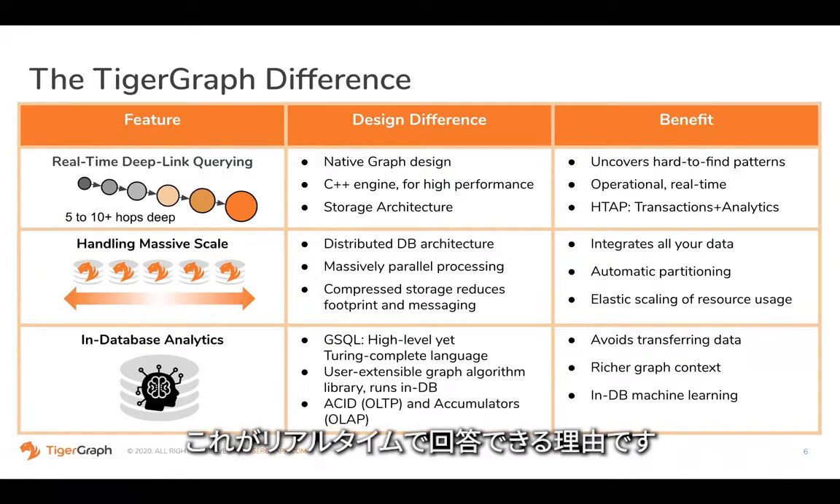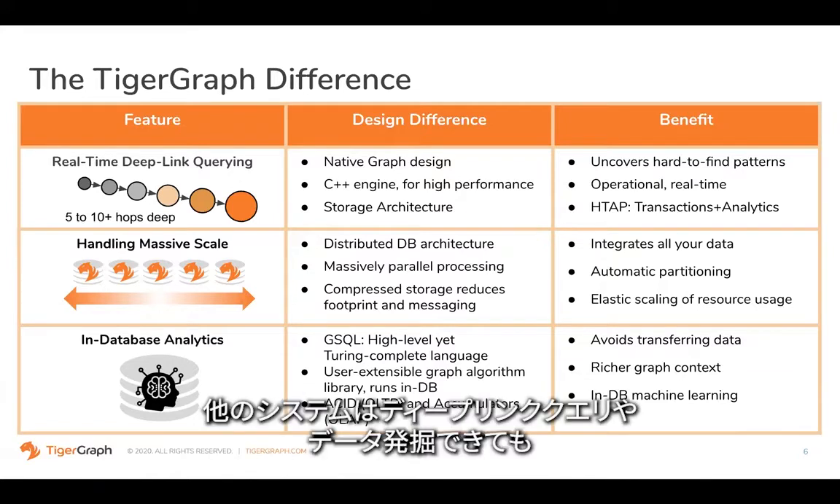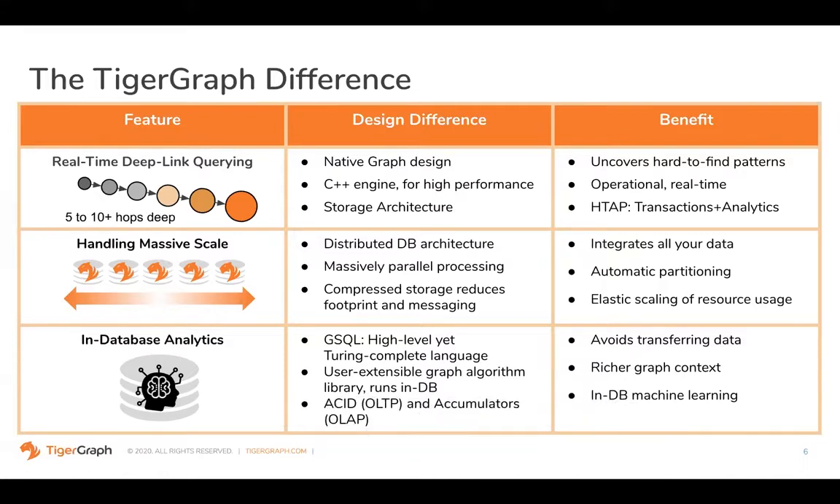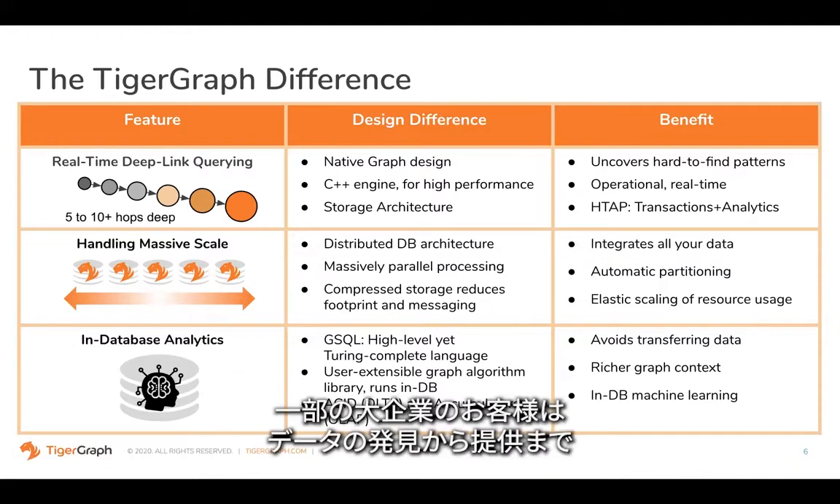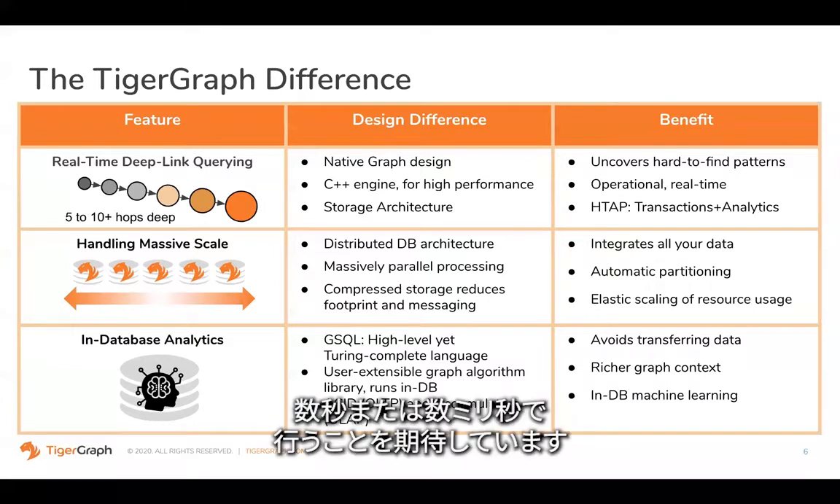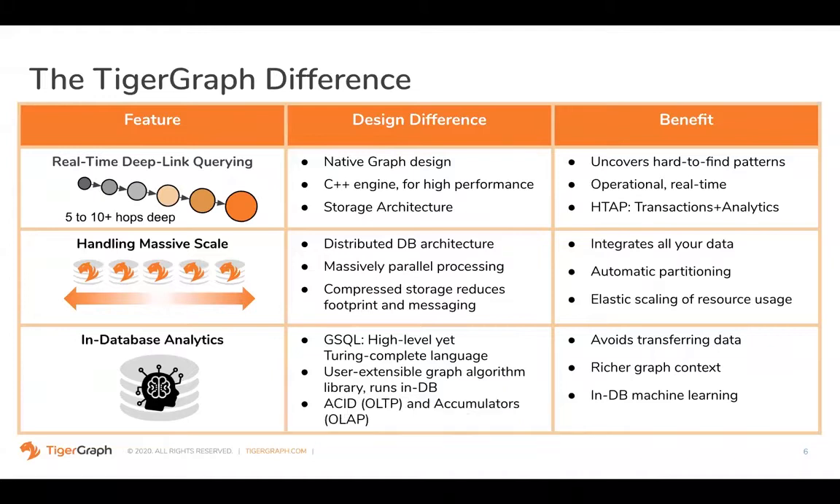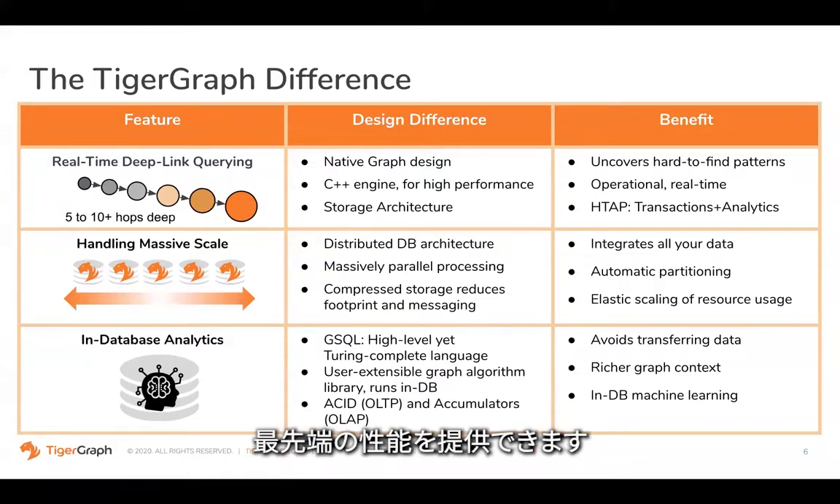This is what enables us to provide answers in real time, because some systems may be able to do deep link querying and uncover data, but the response time may not be useful from a business perspective. A lot of the use cases like fraud, and even healthcare, some of our largest customers rely on us to uncover and provide data within seconds, milliseconds in some cases, that are operational in nature. And the implementation being in C++ allows us to provide that kind of cutting edge performance.